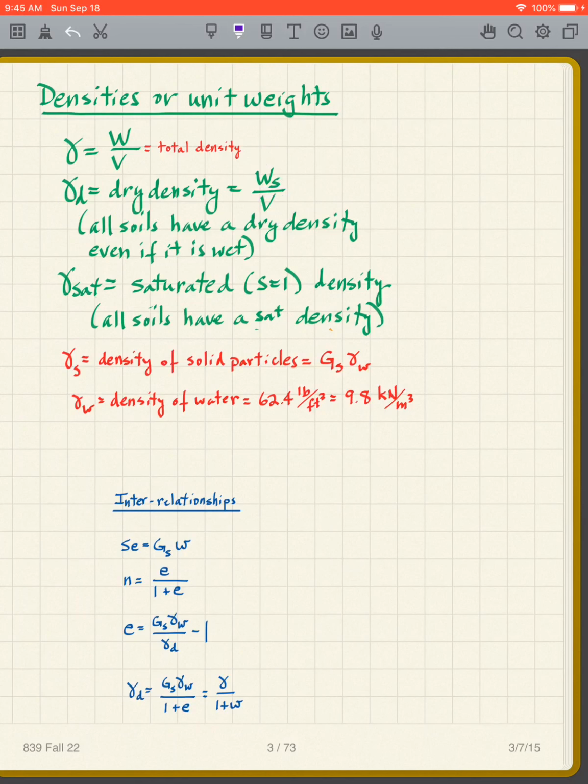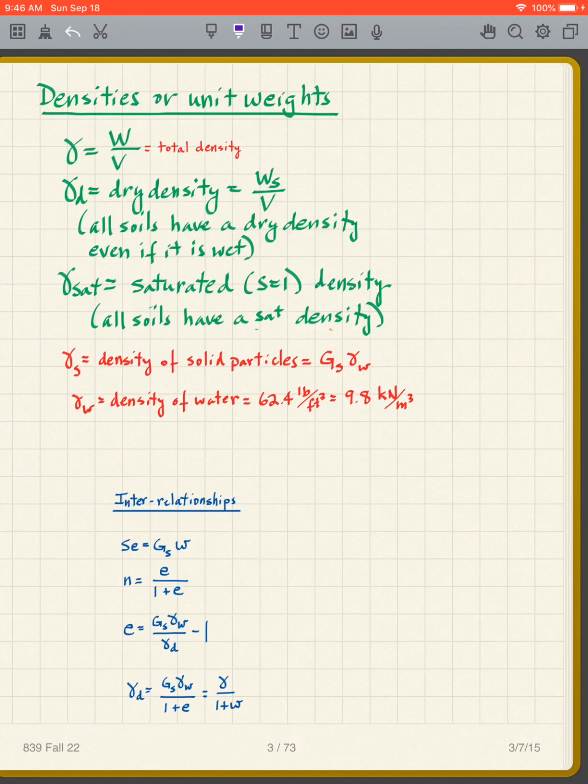It's not the weight of the solids over the volume of the solids. It's not that. The dry density is weight of the solids over the total volume. And all soils have a dry density, even if a soil is not dry. Even if the soil is wet, it has a dry density. We just define it as separating out the weight of the solids and the total volume. Remember, the total volume includes the volume of the voids.